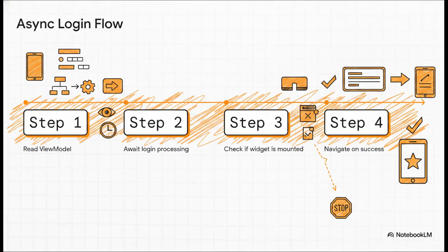When the user actually hits that login button, we kick off an asynchronous flow. Step 1, the view reads the view model. Step 2, it calls the login function and we await the processing. Step 3 is critical. Because this is async, the user might have actually closed the app or backed out while it was loading. So we check if the widget is mounted. If the widget isn't on screen anymore, we stop right there to avoid a crash. Step 4, if the widget is still mounted and the login was a success, only then do we navigate to the next screen.